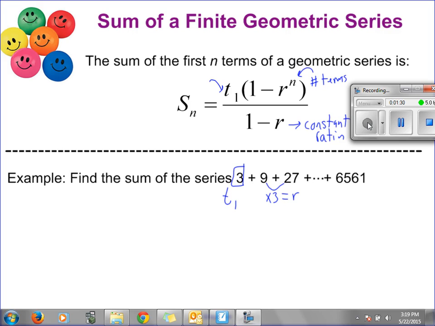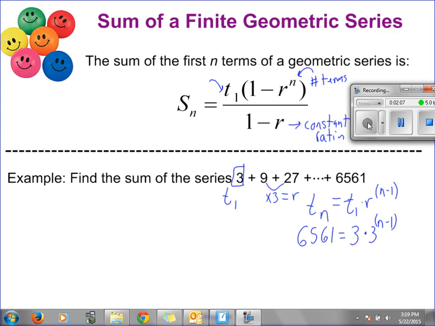To find that, we're going to use our previous information from 13.1. We're going to take our equation of t sub n equaling t sub 1 times r to the power of n minus 1, so that explicit definition for a geometric series. We're basically going to solve for n. We know that our last term is 6,561. Our first term is 3. Our constant ratio is 3 as well. And then that's to the power of n minus 1.